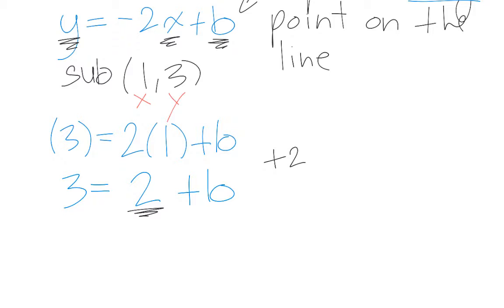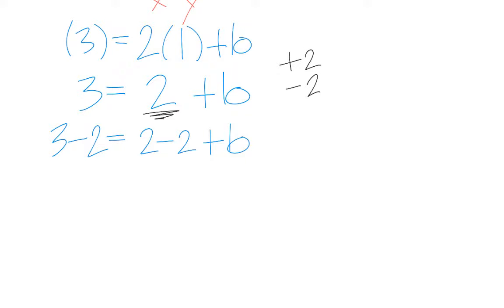The opposite of positive 2 is negative 2. Therefore, to get rid of this positive 2, I'm going to have to subtract 2 from both sides of the equation, and that's what I'm going to do. 3 subtract 2 is equal to 2 subtract 2 plus b.